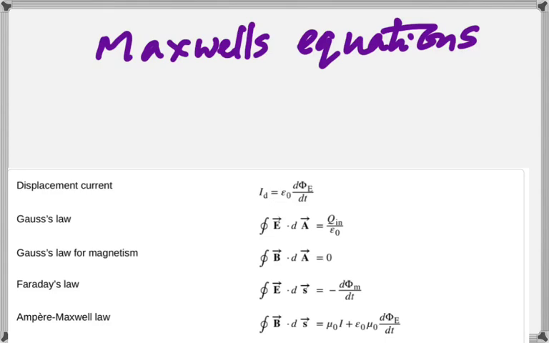What is displacement current? The current produced by a charging or discharging capacitor. That's called a displacement current. That's why you have those epsilon naught and d phi e by dt coming in. So those are Maxwell's equations. Because you make the formula sheet, sure you're going to write all this down.